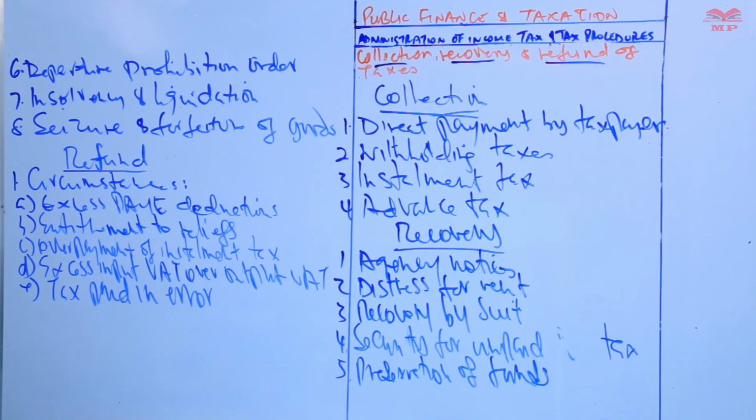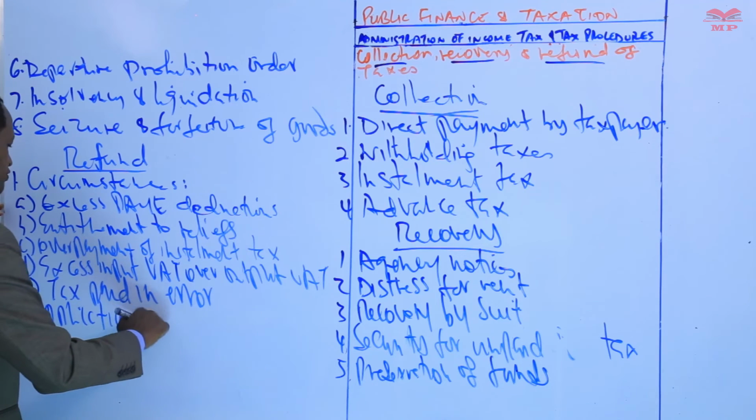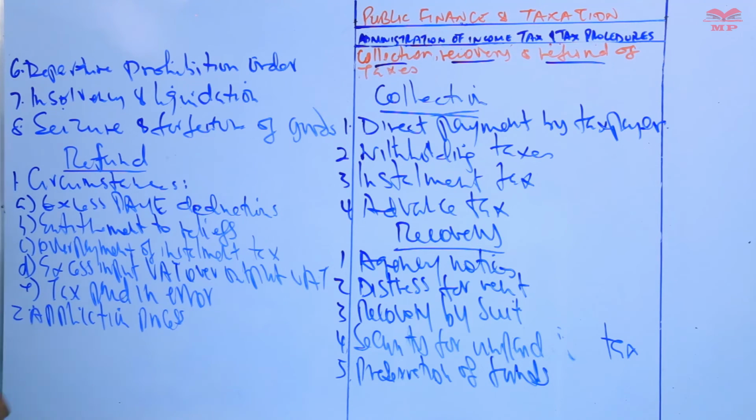Then we have the application process. What is the process for applying for refund? Now, a taxpayer must apply to the Commissioner for a refund in the prescribed form, usually via the iTax portal. The application must be supported by relevant documentation proving the overpayment. That is the process.